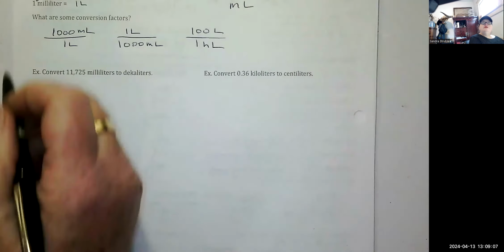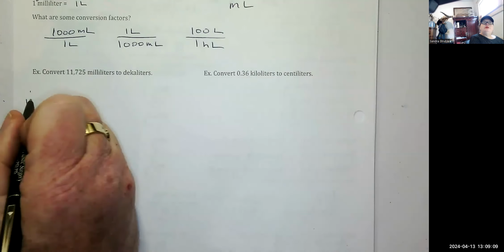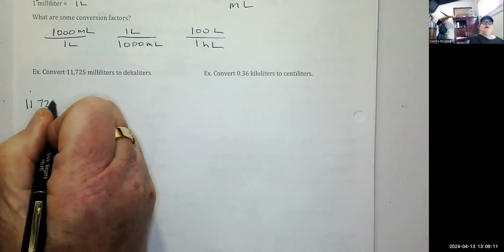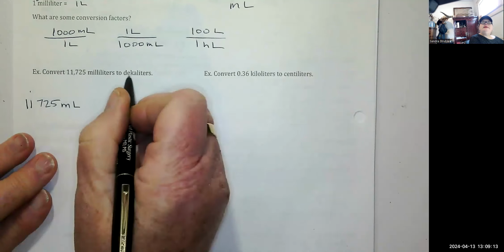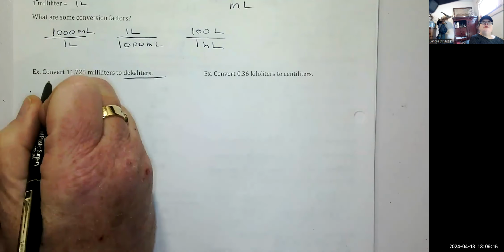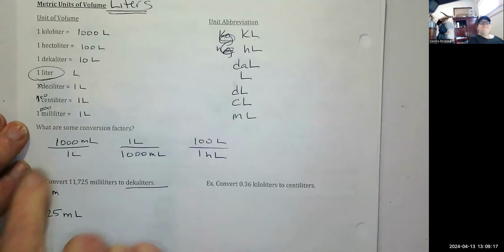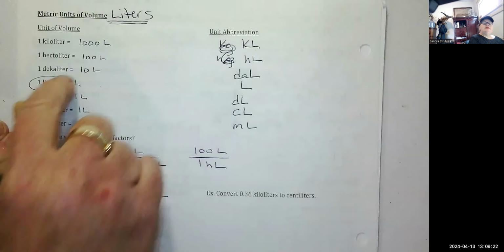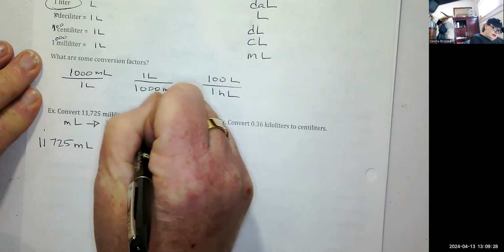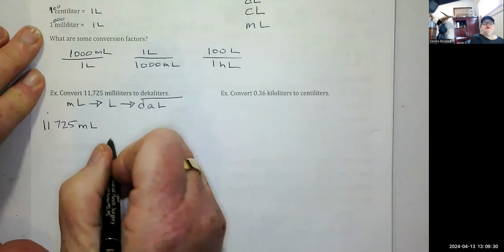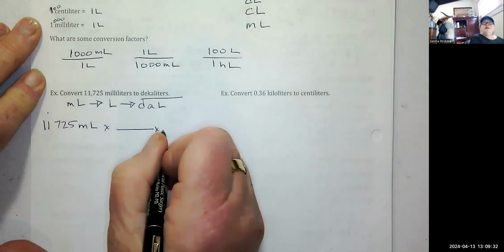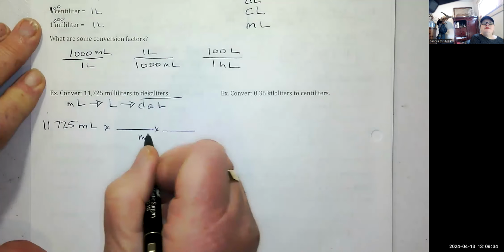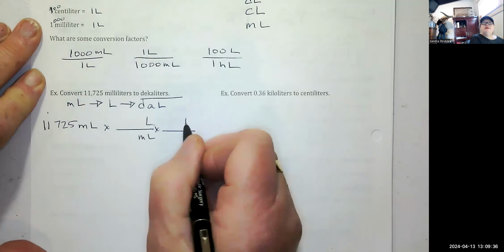Convert, I'm just going to go with what I'm starting with: 11,725 milliliters, and I need to get to decaliters. So I'm going to have to go from milliliters to liters, and then from liters to decaliters. So milliliters to liters to decaliters. So let's get my units set up here. Milliliters to liters, and then liters to decaliters.